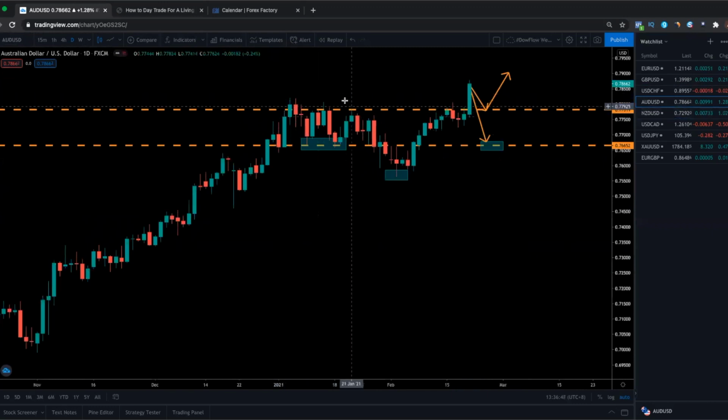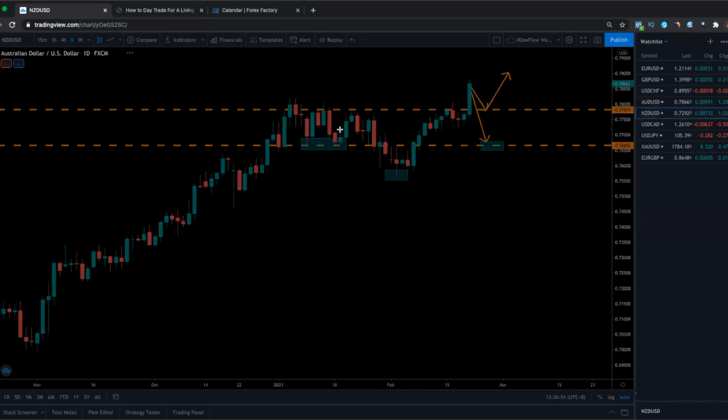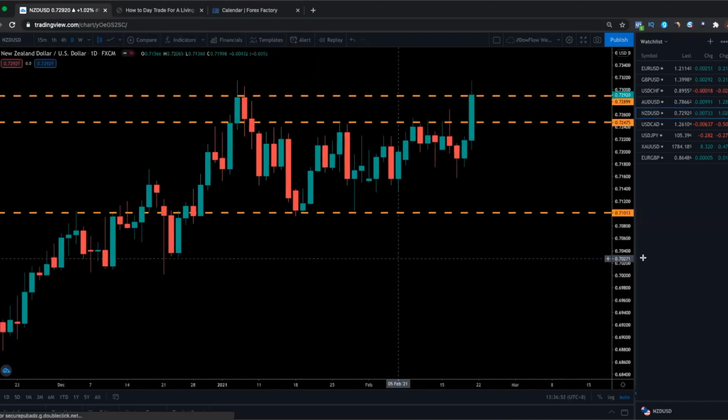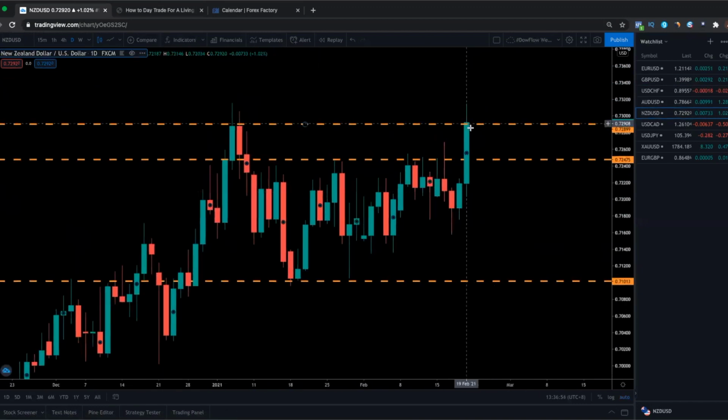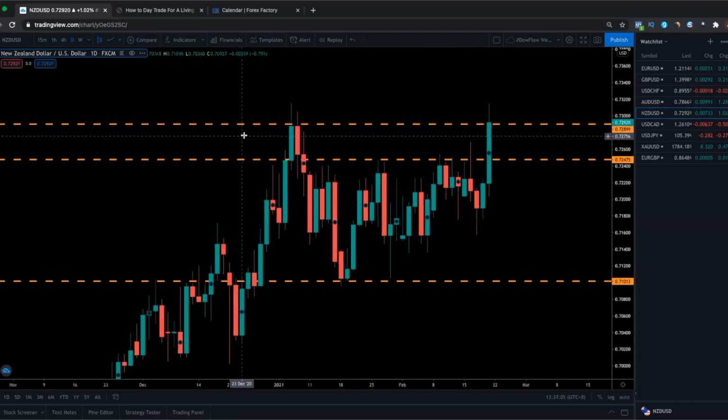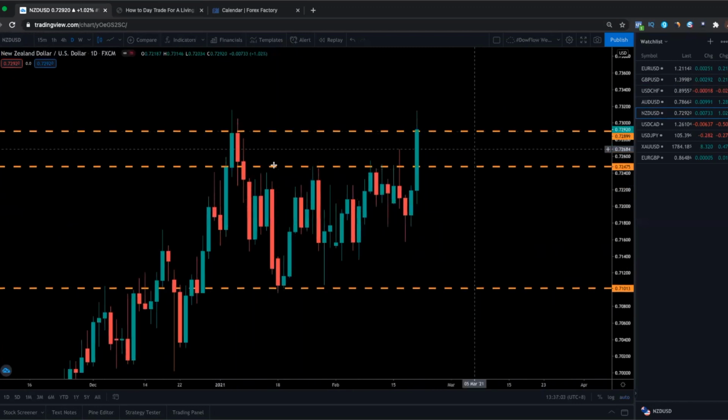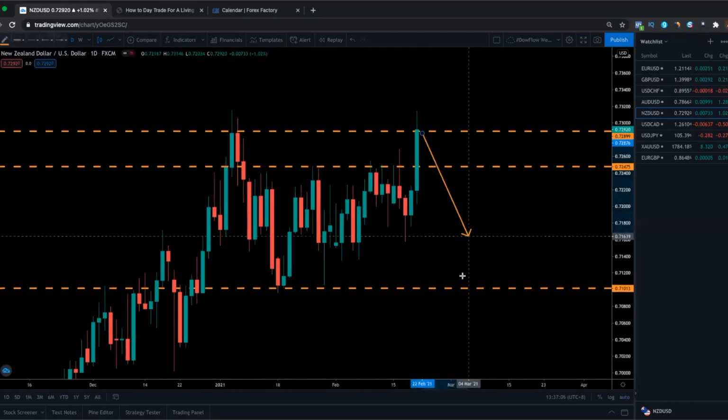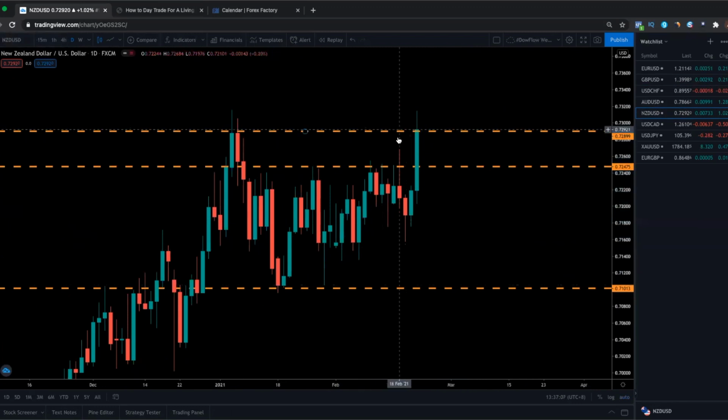The entire zone of resistance is being cleared. But in Kiwi dollar, you can see that price closed quite high. But if you look to the left, price has not closed above this resistance. So there is a chance that price might come back into the trading range. So please do not chase the trade.